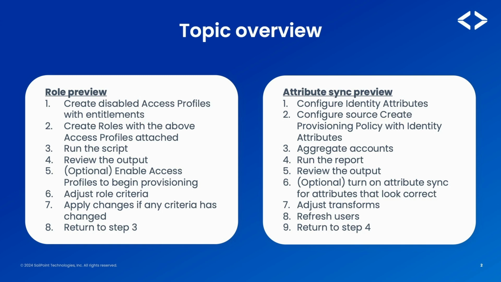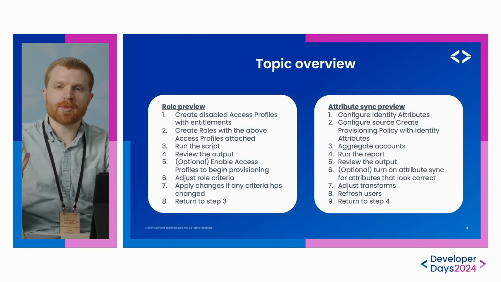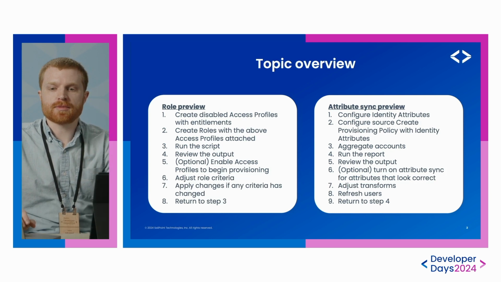The other script we're going to look at is for attribute sync. In a similar way, some prerequisites that we're expecting are the configuring of identity attributes, and the create profile on the source is configured with some of those identity attributes. That way, when we run the script, it knows which ones are eligible for attribute sync. Also, we're going to make sure that the accounts have been aggregated. That way the data is loaded in there, and when we're looking at the account attributes, that's populated, and we can compare those against the identity attributes.